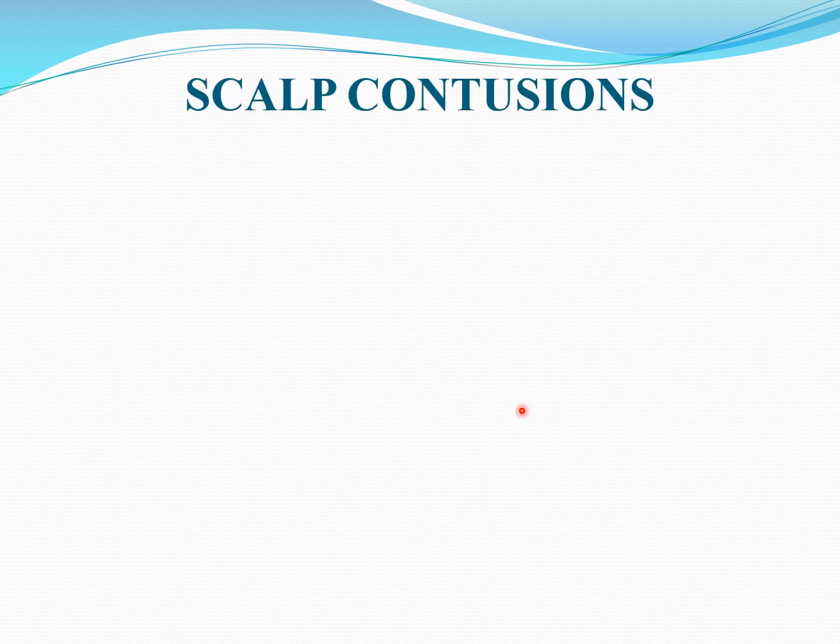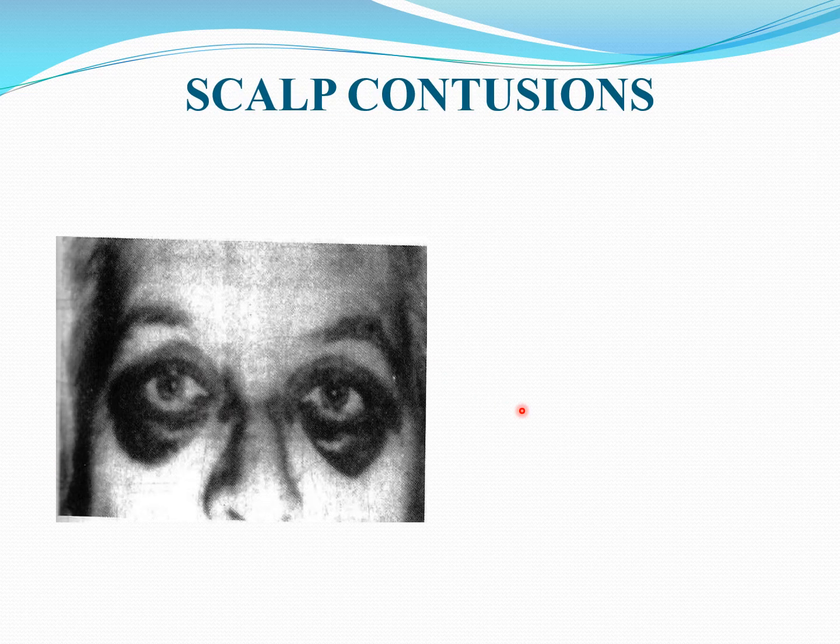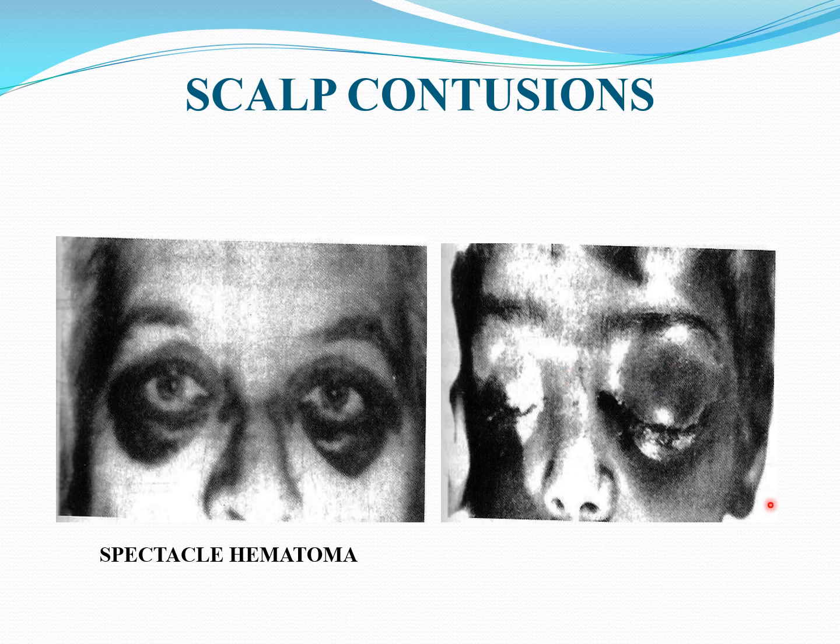In this slide, we are showing you the pictures of the spectacle hematoma. This is the picture of the spectacle hematoma, and the second is the black eye. Spectacle hematoma results from the fracture of the anterior fossa or the base of the skull, and the black eye results from blunt impact to the forehead.